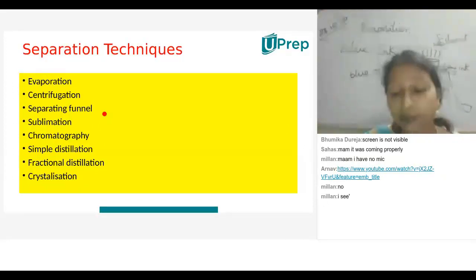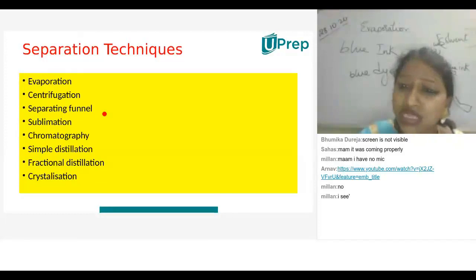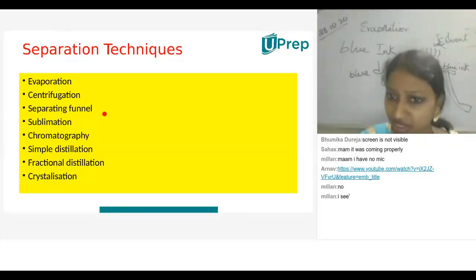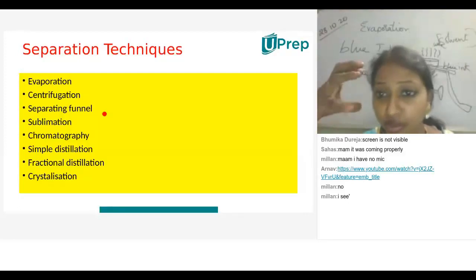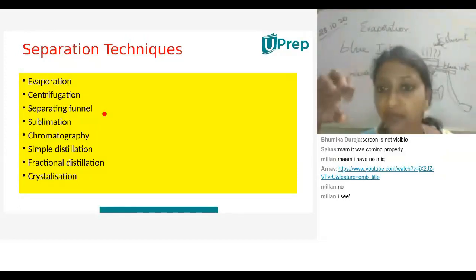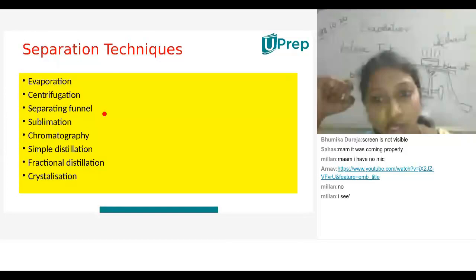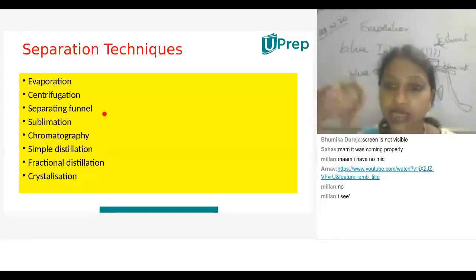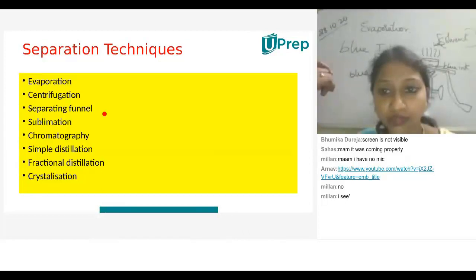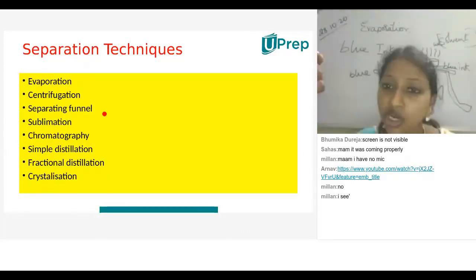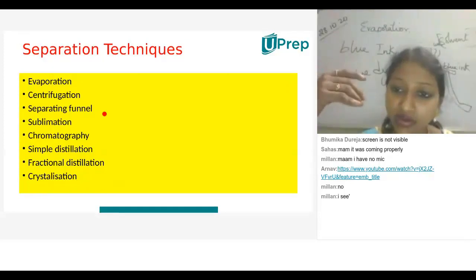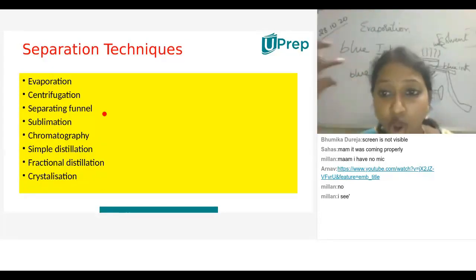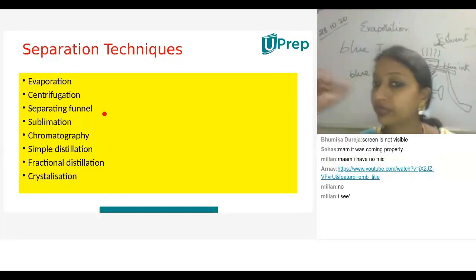What do you mean by centrifugation? It means if the solute particles are very fine and cannot be separated by filtration, then by using a centrifuge machine, we can easily separate the solute particles from the solvent by continuous rotation. Understood? Continuous rotation, so that solute particles can easily separate. The best example I can give you is separation of cream from milk in the dairy.